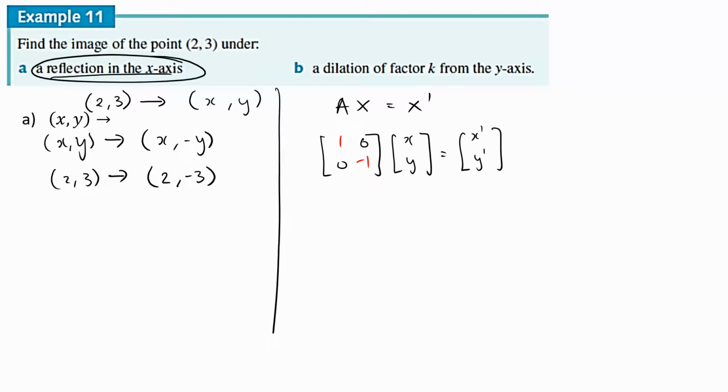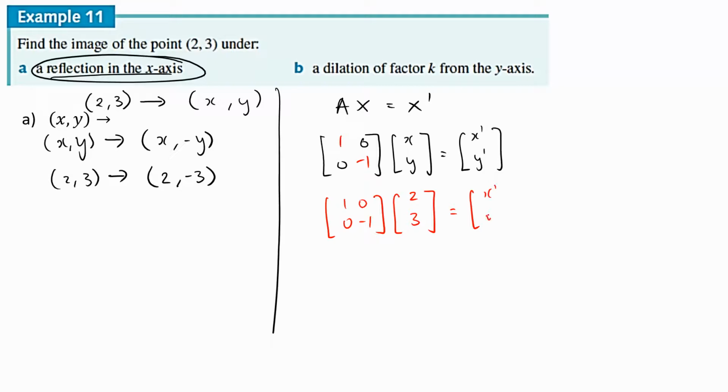That's why it's 1X here. Okay? So then, once you've got this, you can now apply your coordinates. Now you can say 1, 0, 0, negative 1 multiplied to your coordinates, which is 2, 3, and work it out. So let's work it out.